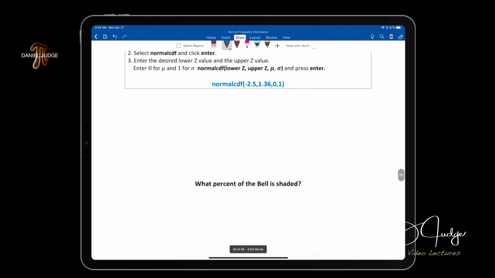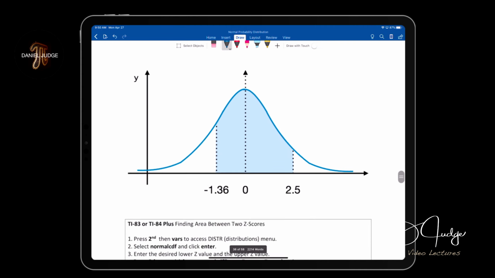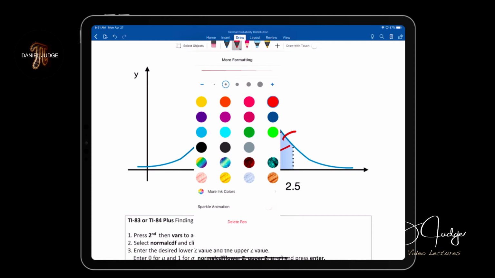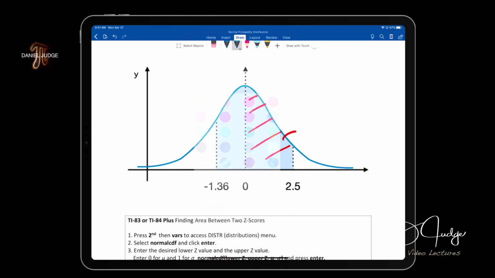So if we go now to the next one, what percent of the ballot is shaded? I would say do two things. I need to know what percent of the ballot is shaded from 0 to a positive 2.5. And then I also need to know, maybe I'll change the color, what percent of the ballot is shaded on this other side? All right. From negative 1.36 to 0.